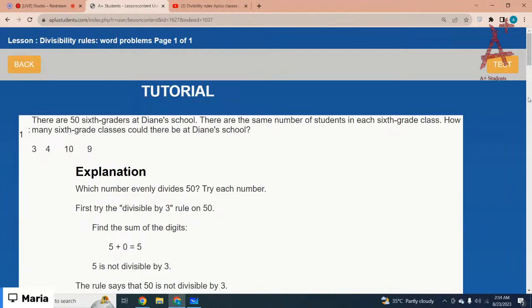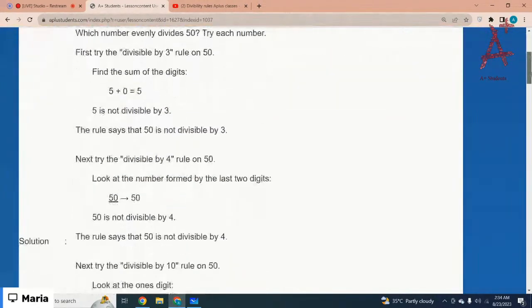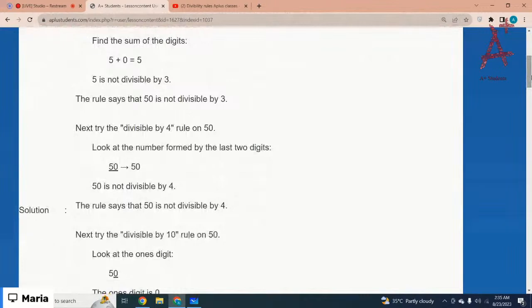Then you have to check for 4. The divisibility rule for 4 is to look at the number formed by the last two digits, that is 50. And 50 is not divisible by 4. That means the number is not divisible by 4. Then you have to apply the divisibility rule for 10. The divisibility rule for 10 is if the ones digit is 0, that means the number is divisible by 10. So 50, you have 0 at the ones place. 50 is divisible by 10. That means yes, it is divisible by 10. So the correct option here is 10, right?